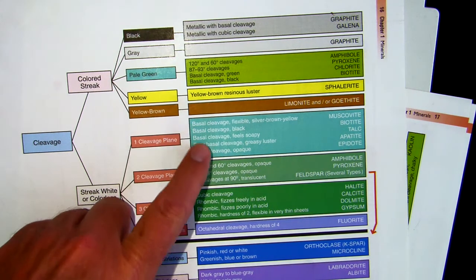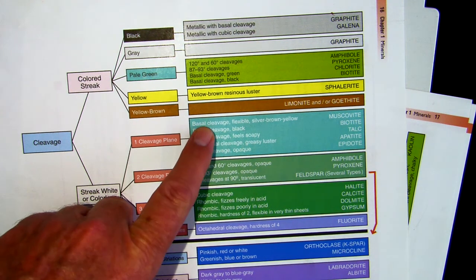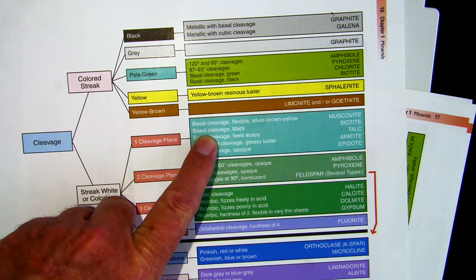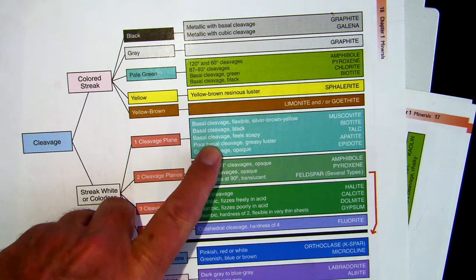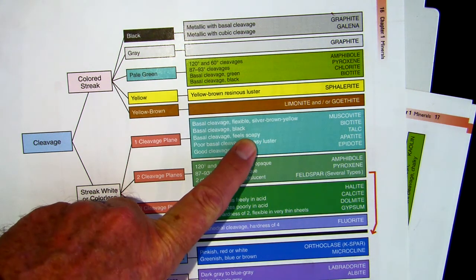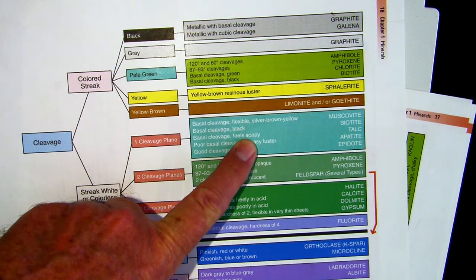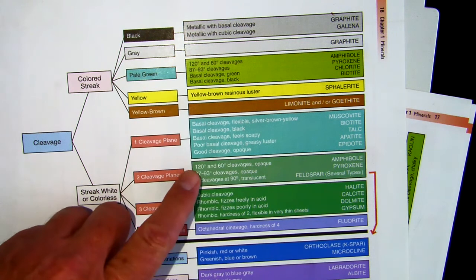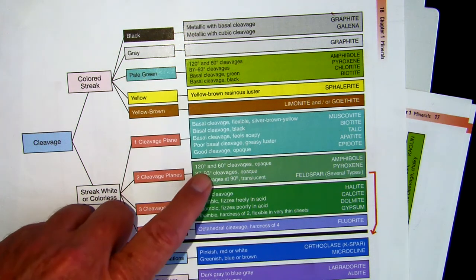You have the one plane, the basal cleavage. If it's clear to white, it's muscovite. That black, shiny, vitreous one is biotite. If it feels, you can call it soapy. To me, it's greasy. It's going to be talc. Don't worry about these others. You're going to only have the ones that are on the list I give you.